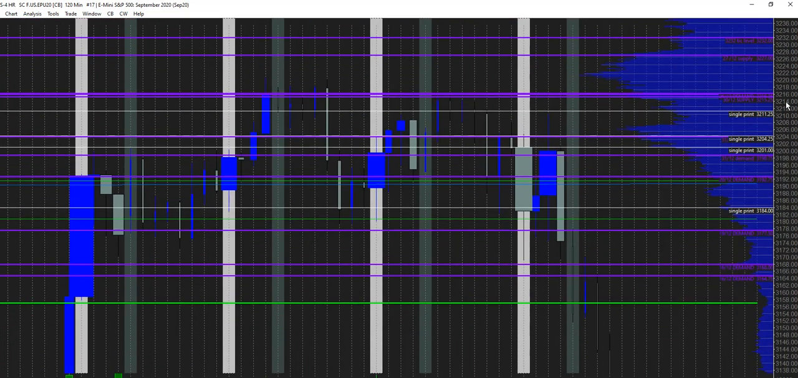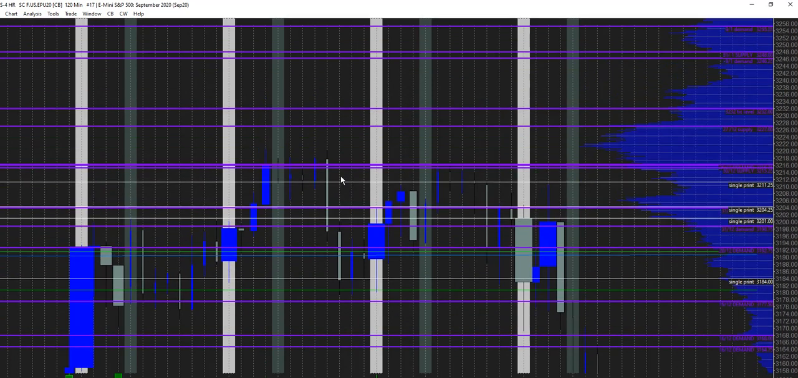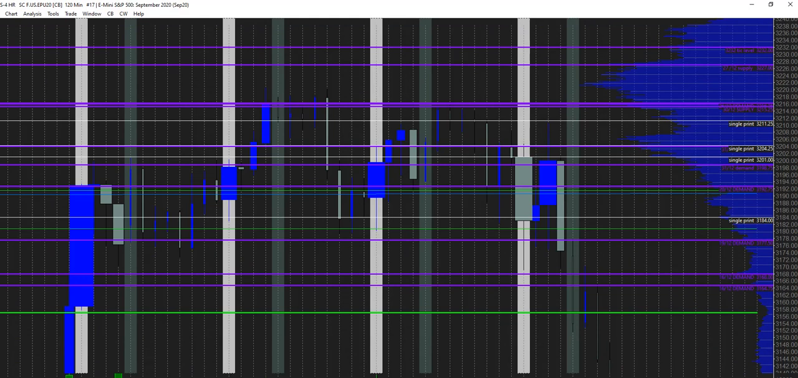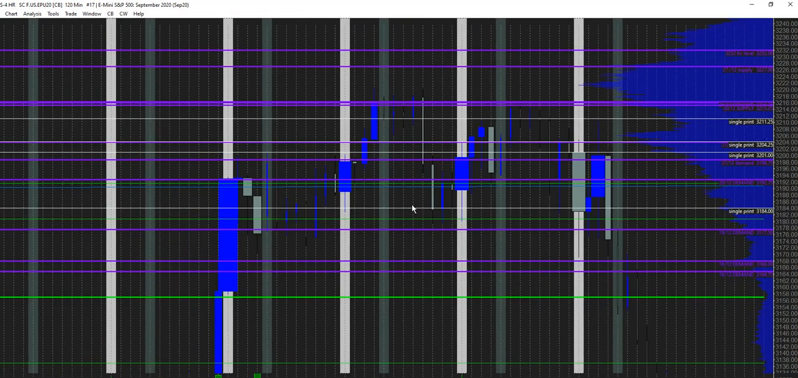This 3216 goes back all the way to December. Look at this. How many times did the market bounce off that 3216? Look at that. That was an example where I didn't know the market was going to bounce off that, but there's a high probability that we're going to have good bounces off of that.